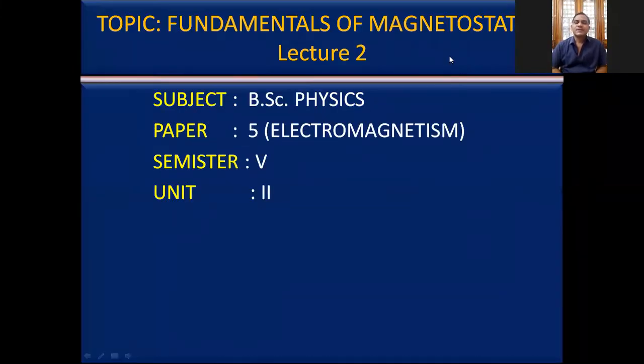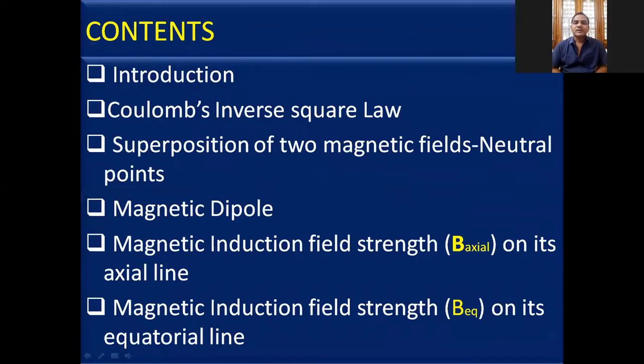So in the present lecture, I am going to discuss the topic Fundamentals of Magnetostatics Part 2. This is the BSc Physics final year 5th semester Electromagnetism syllabus under Unit 2. The contents of the present lecture are Introduction, Coulomb's inverse square law, superposition of two magnetic fields, neutral points.